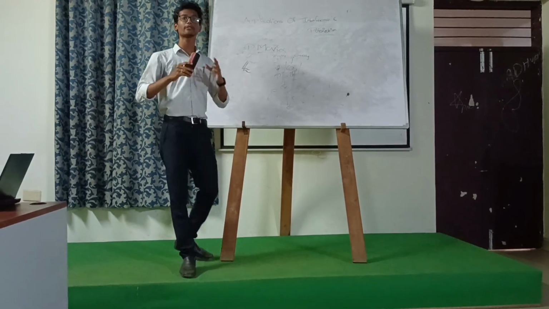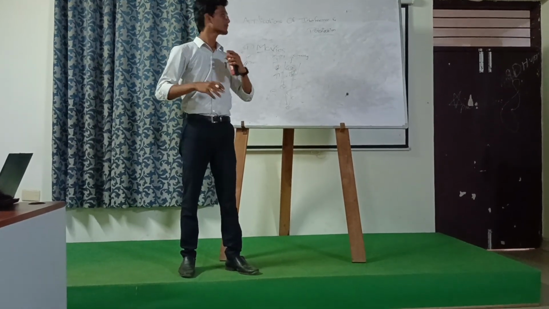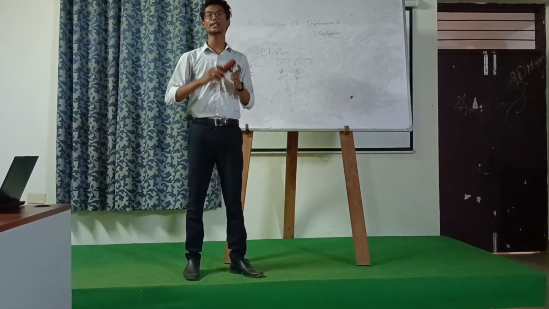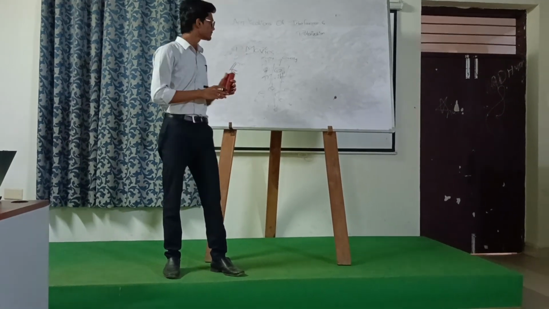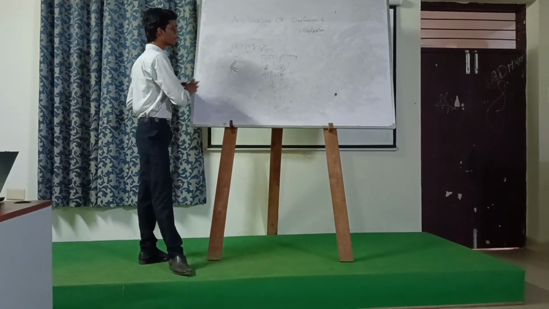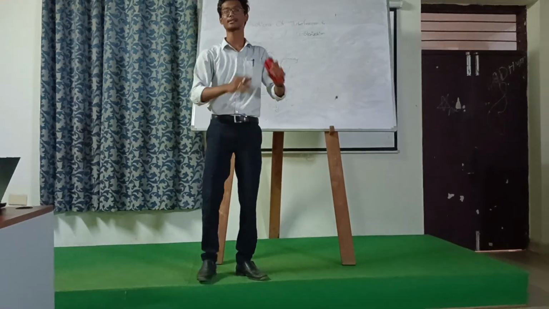With these two different pieces of information, the brain can create a three-dimensional picture which appears in front of your eyes. Yeah, this is the mechanism of 3D movies. Yeah, thanks guys.